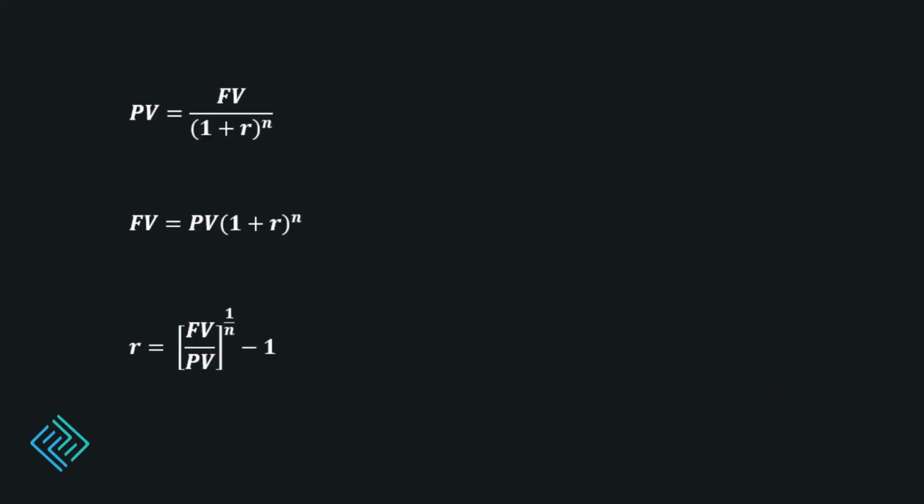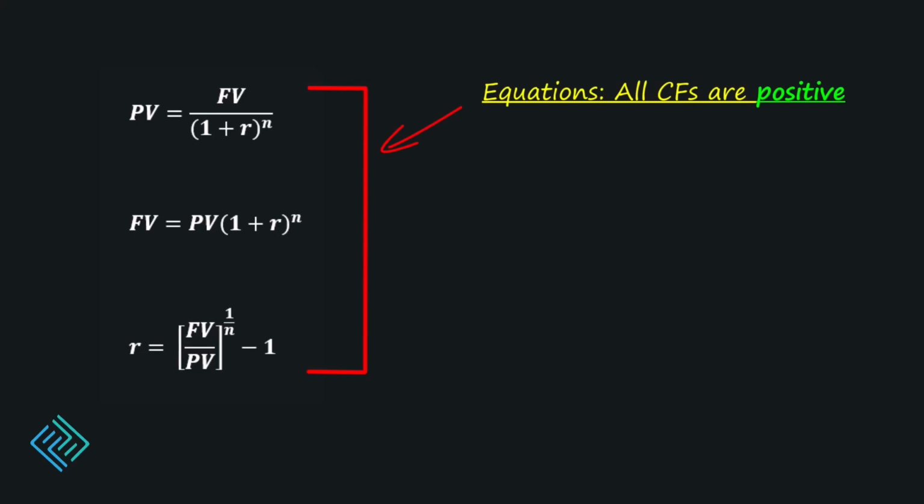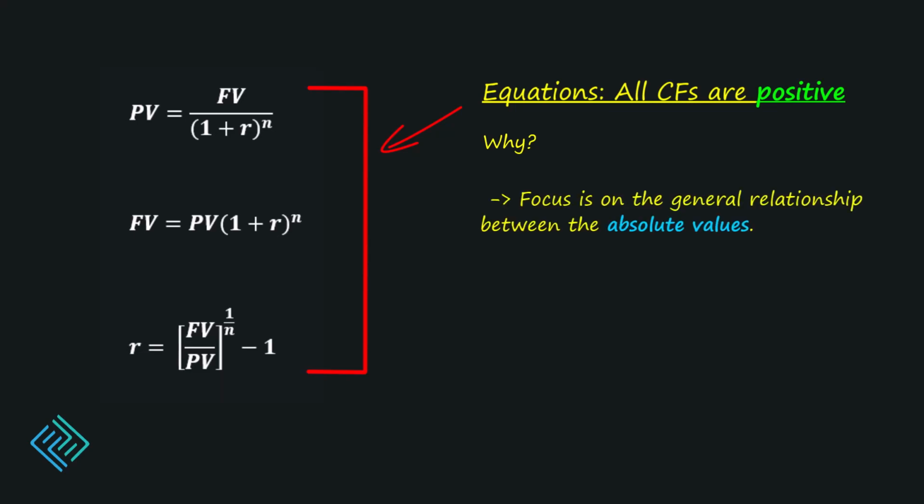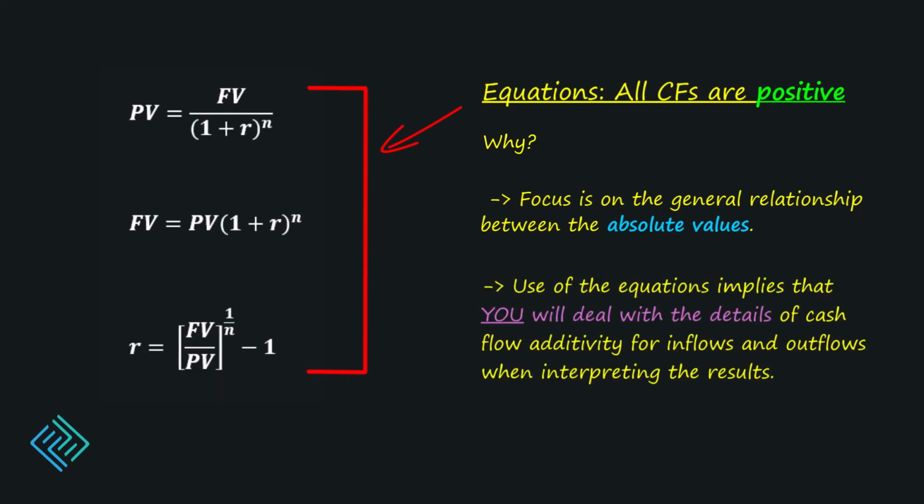When it comes to the TVM equations, all cash flows are treated as positive. Why is this, and how could this possibly work? It all comes down to an emphasis on the mathematical relationships between absolute values, focusing on the change in those values over time. The equations leave it up to you, the human being, to interpret the directionality of your result.